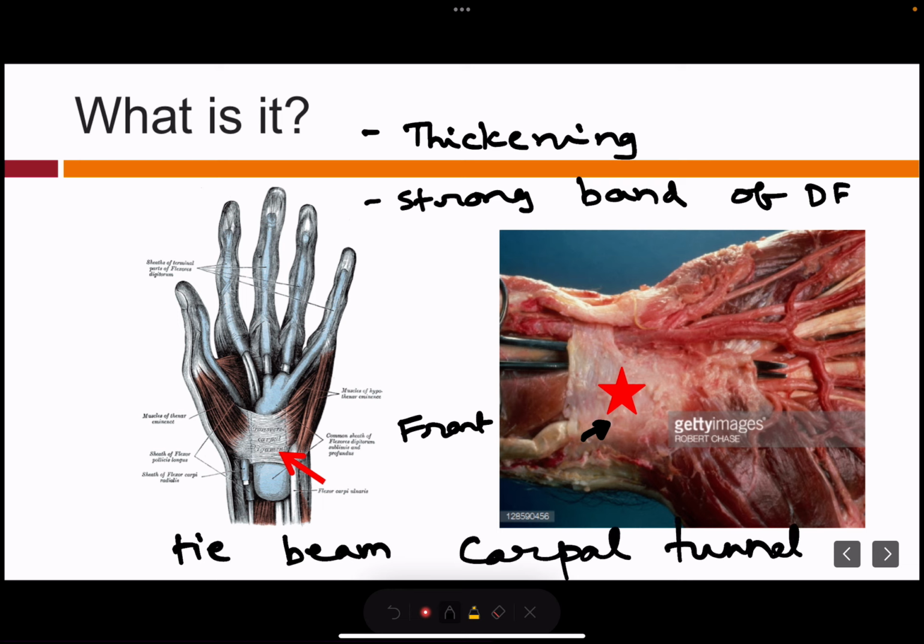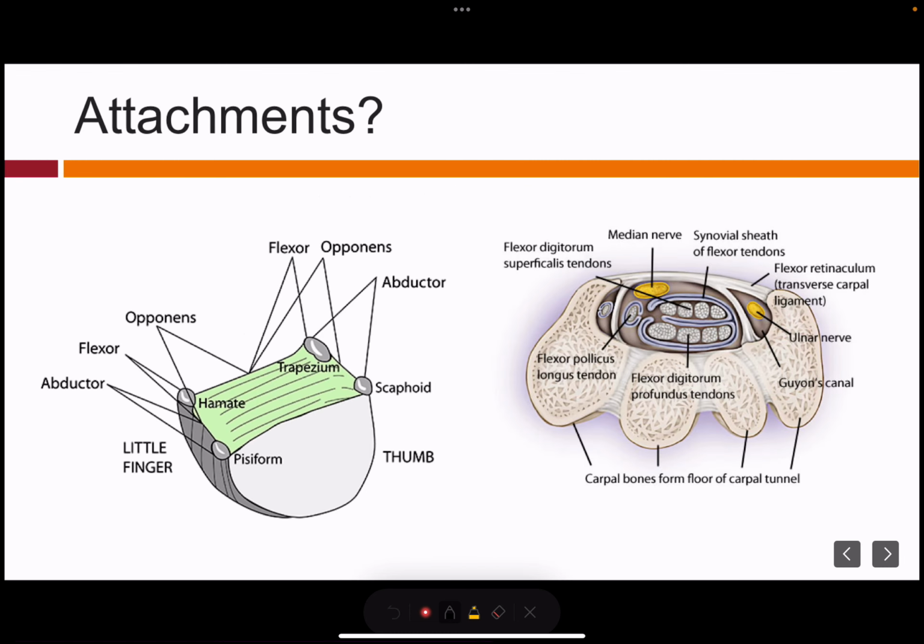So what is carpal tunnel? It's a tunnel-like area beneath the flexor retinaculum due to the bridging of the pillars, the medial and the lateral pillars of the carpal bones. And this area, this region, is like a passage going from the forearm into the palm, and this is known as the carpal tunnel. And it is a passage for the long flexor tendons, nerves and vessels to pass from the forearm to the hand. Now, what are the attachments?